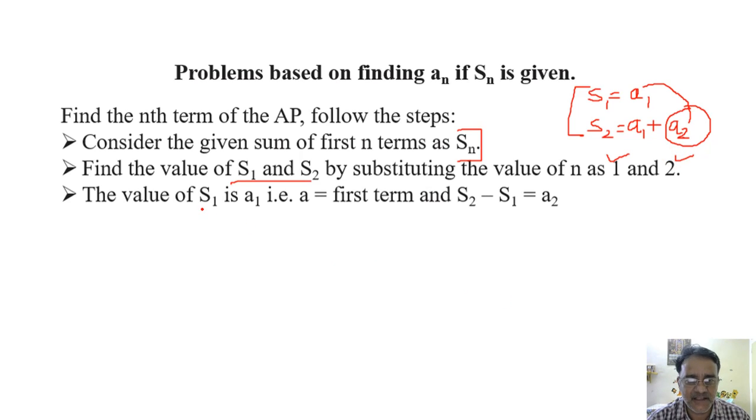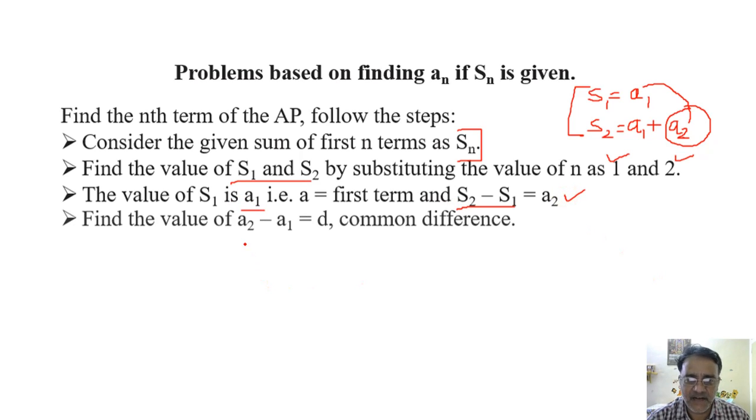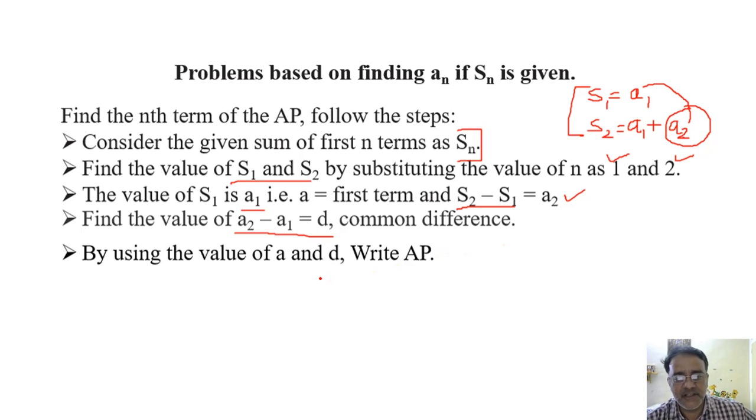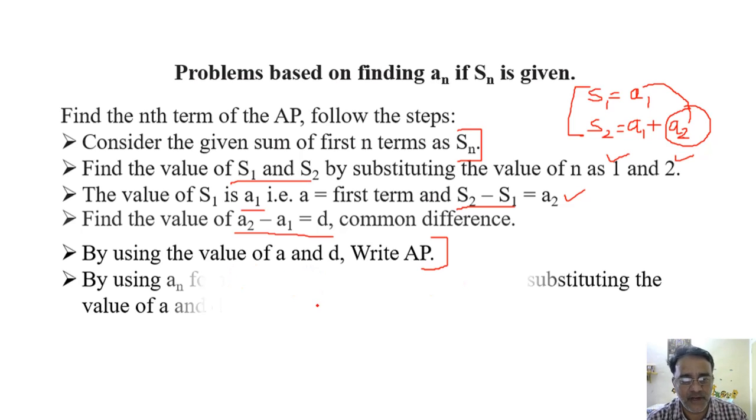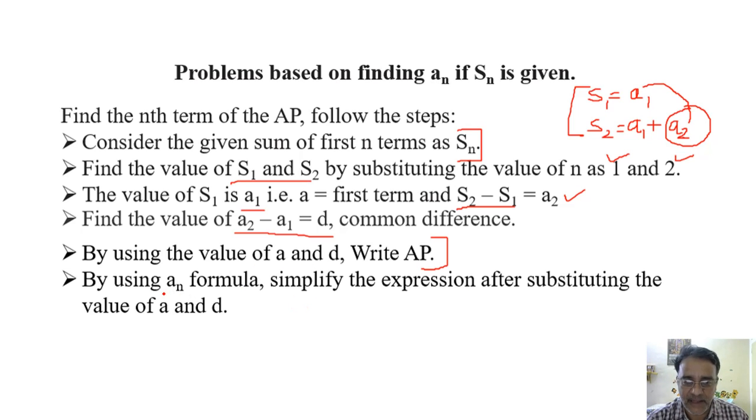The value of S1 is A1, the first term, and S2 minus S1 will give A2. Then you have to find the value of A2 minus A1, which is nothing but the common difference D. After that, by using the values of A and D, you can write the AP if the AP is asked. Otherwise, by using these values, you can find the nth term by using the An formula.